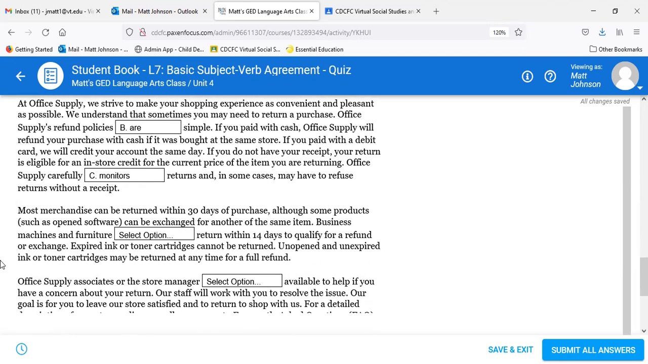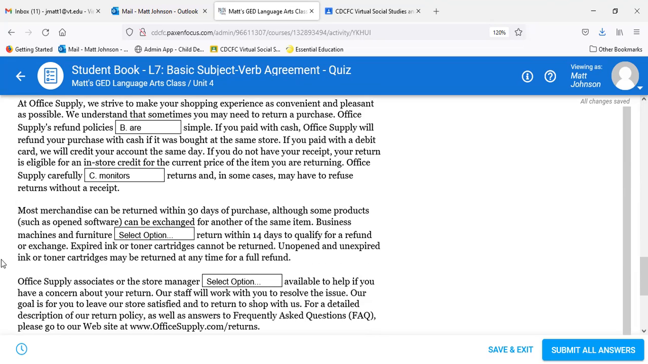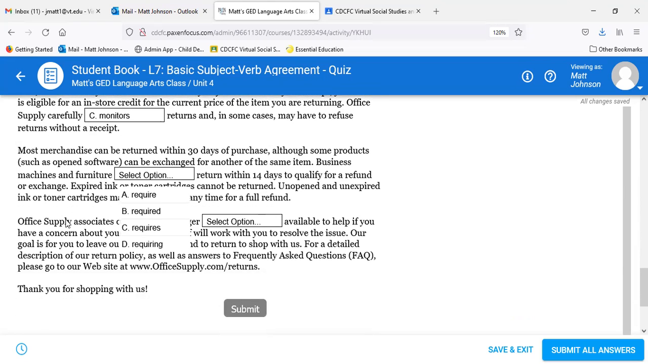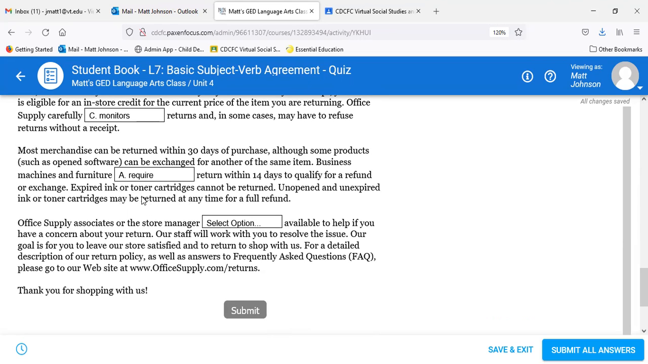Most merchandise can be returned within 30 days of purchase, although some products, such as open software, can be exchanged for another of the same item. Business machines and furniture blank return within 14 days to qualify for a refund or exchange. Tracy, how about you try this? Require. We have business machines and furniture.